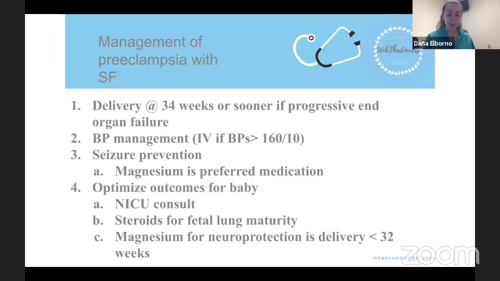As I said previously, preeclampsia is a risk factor for seizure for the mom due to that vascular permeability in the brain. And one of the things that you can do to increase the seizure threshold for a mom is to provide her with magnesium sulfate. So during delivery and for 24 hours postpartum, we would provide mom with magnesium sulfate as a running infusion to increase the seizure threshold. We also are always thinking about optimizing outcomes for baby since we're delivering baby early. So we would get a NICU consult. We would provide the baby with steroids for fetal lung maturity.